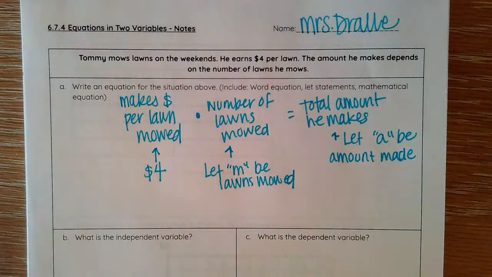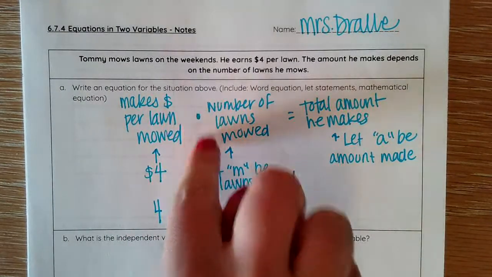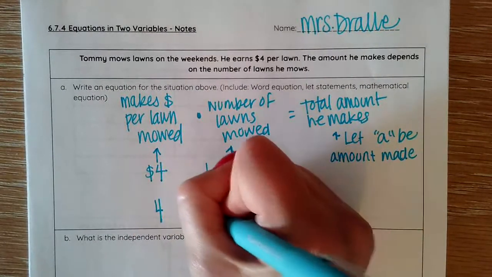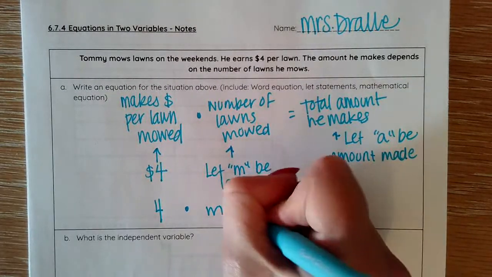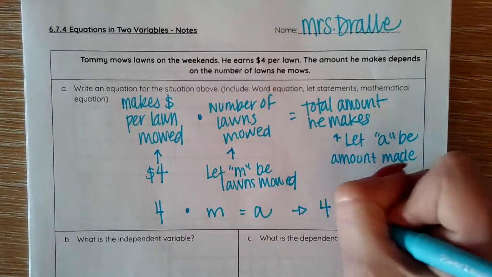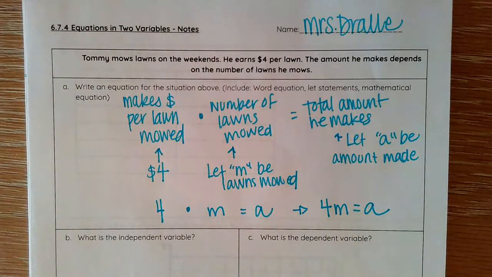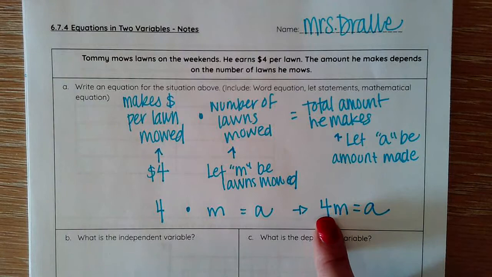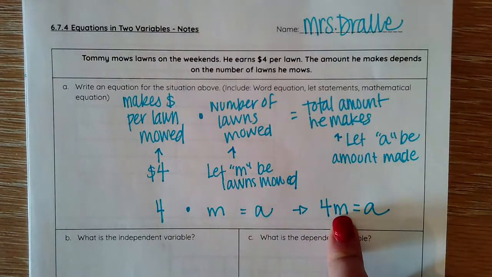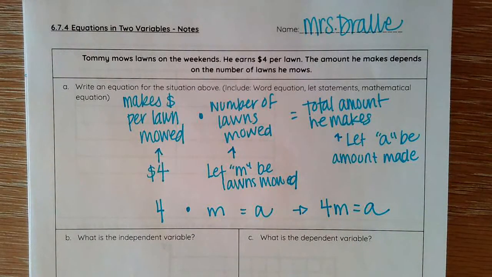Let's take this and turn it into our mathematical equation. I just bring everything down: 4 times M equals A. Or I can simplify that down. So my equation is 4M equals A. $4 per lawn multiplied by the number of lawns he mows equals the total amount of money Tommy makes.